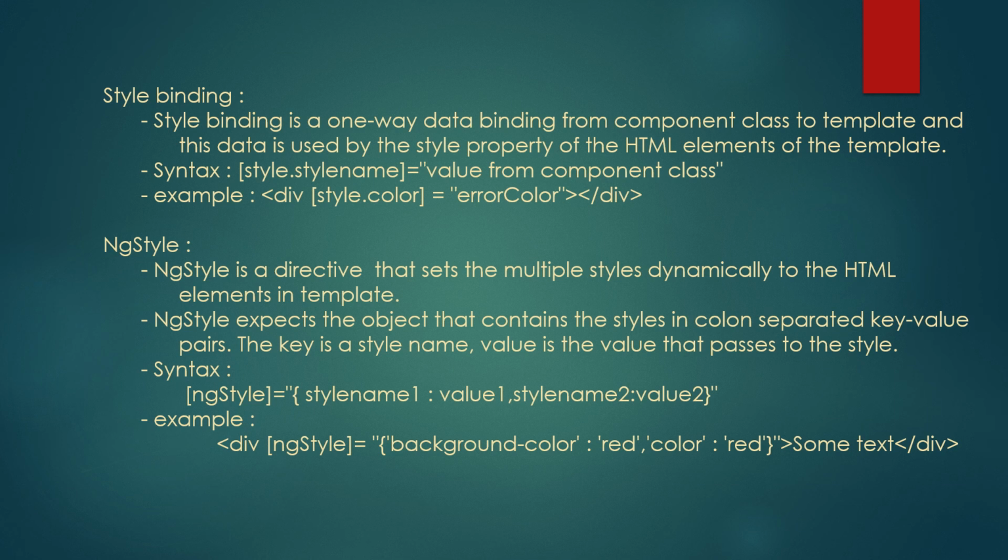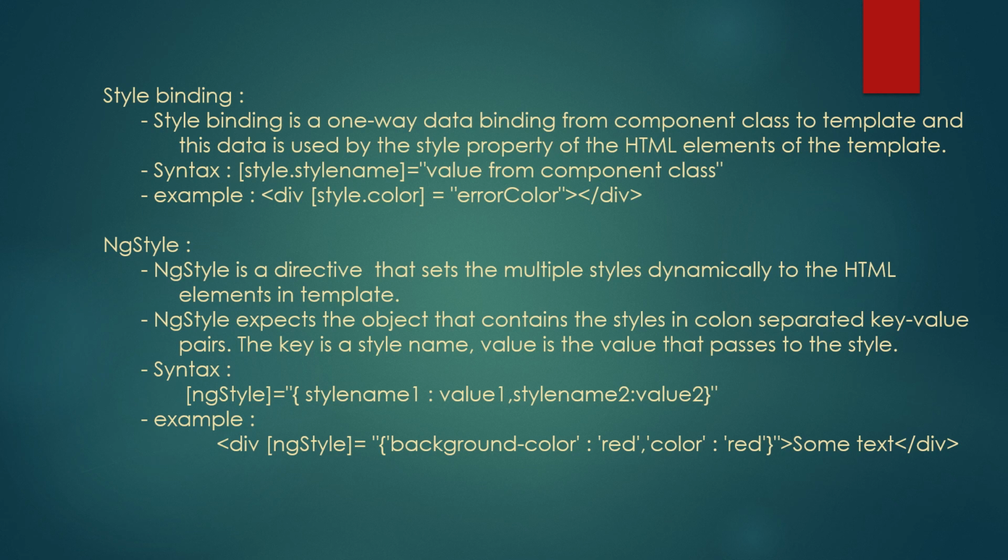To achieve this, we have a style binding in Angular. Style binding is basically a one-way data binding where the data passes from the component class to the template, and the template's HTML elements use this data for the style property of those HTML elements. Syntax: generally, style is the property, so we have to specify within brackets style dot that specific style name, equal to, and in double quotes we need to specify the value coming from the component class.